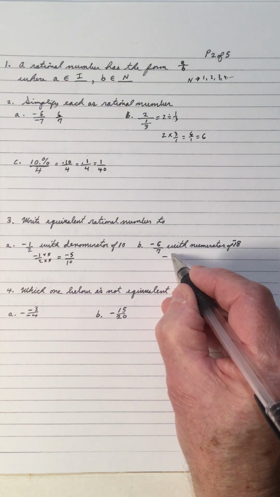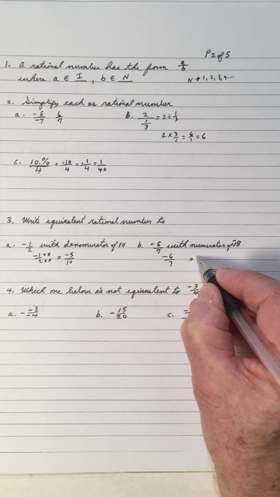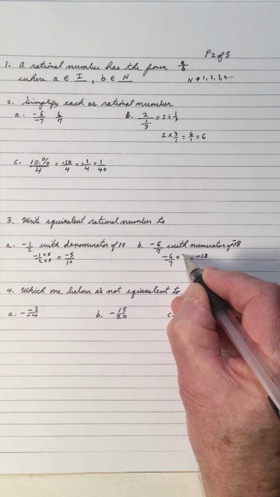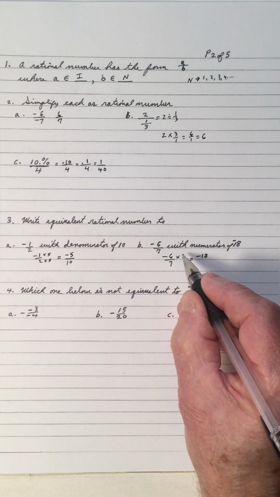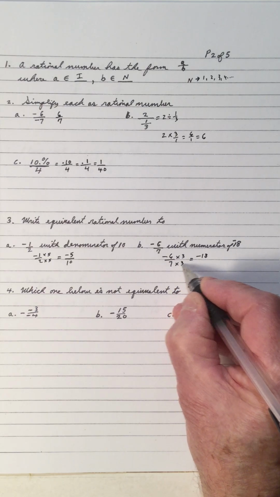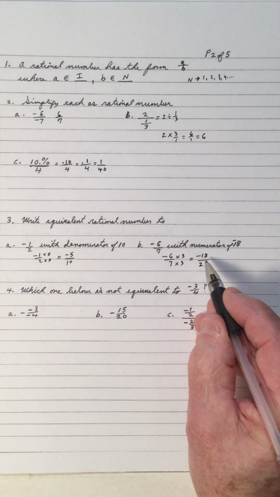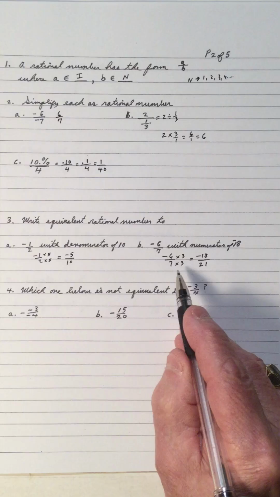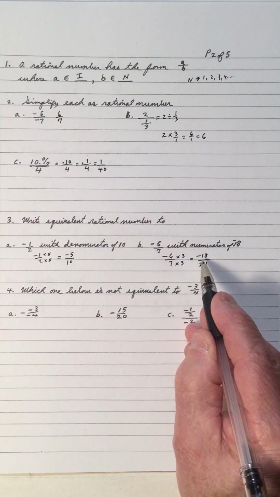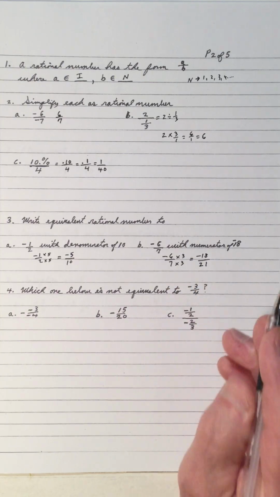And we have -6 over 7, and we want a numerator of -18. To get -18, we multiply by 3, because -6 times 3 is -18. So we multiply the denominator by 3 as well, which gives us 21. So these are equivalent fractions. Again, you can take -18 and divide by -6 to get 3. So it's 3 on top and 3 on the bottom, multiplied.